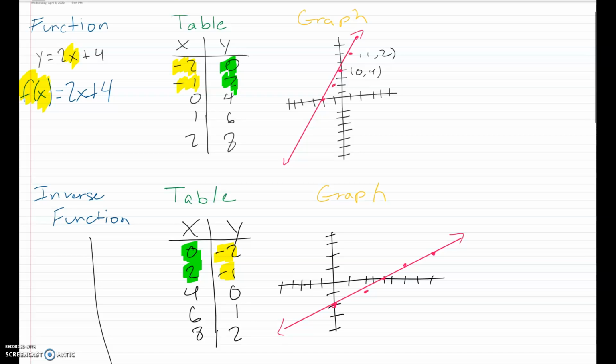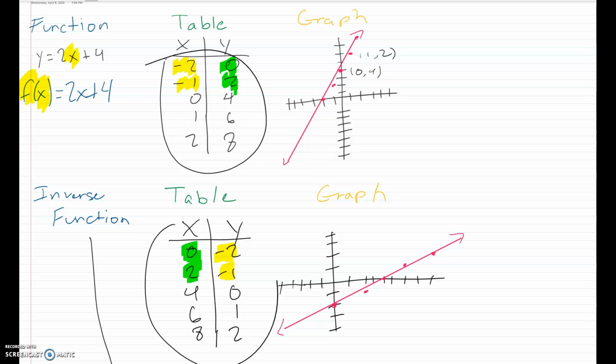Up here, it was -2 and 0, -1 and 2. Down here, they've flipped: 0 and -2, 2 and -1. That's what it means to be the inverse of a function. The x and y values have been flipped.